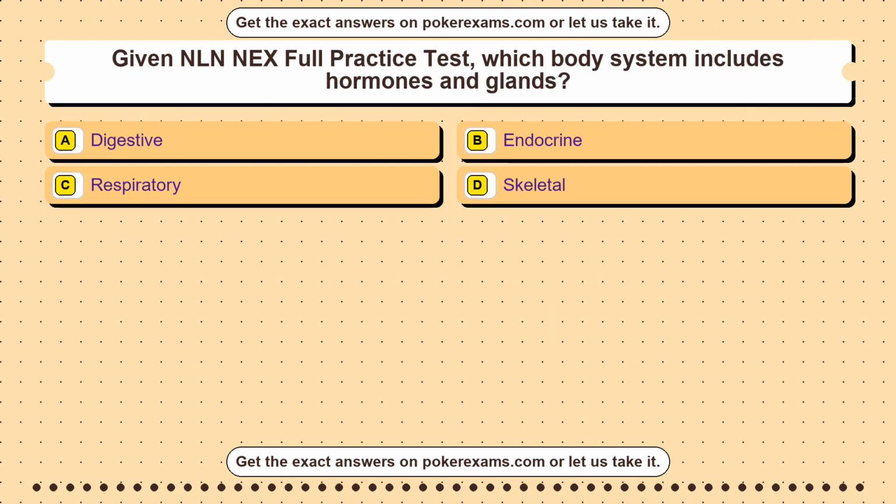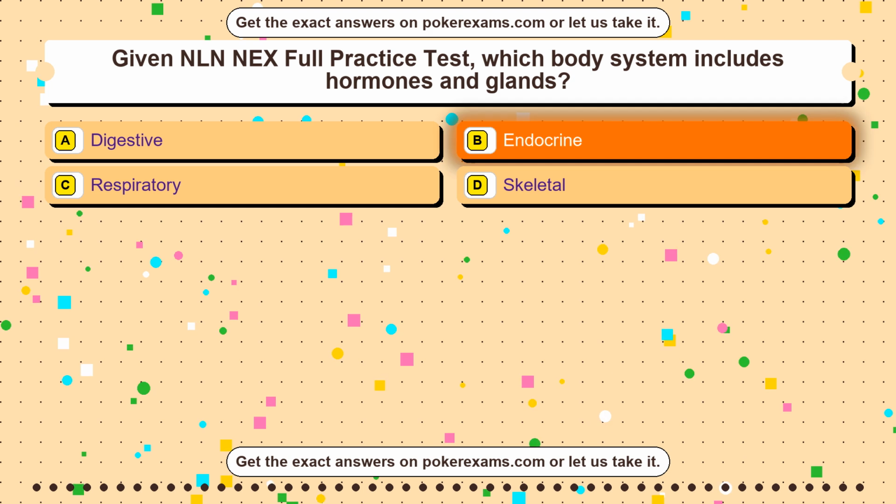Question 8. Given NLN NEX Full Practice Test, which body system includes hormones and glands? Option A digestive. Option B endocrine. Option C respiratory. Option D skeletal. The correct answer is option B.